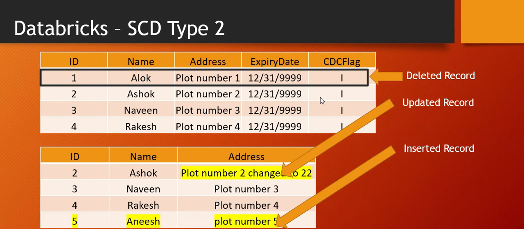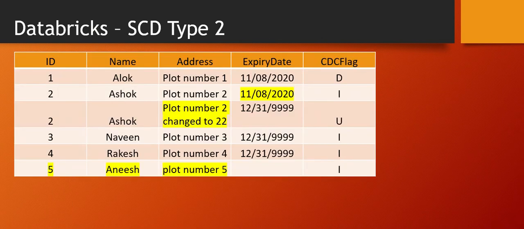Now we'll see how our table should look after the merge with SCD type 2. The ID 1 which has been deleted should get marked as D, and the expiry date should get updated with the current day, or whichever day we have applied this change. For ID number 2, we will still retain the previous data. We are not going to delete it. That is the property of SCD type 2, but we have to mark this as expired, and the new record will be inserted with the new address, and it will have expiry date as 12/31/9999.